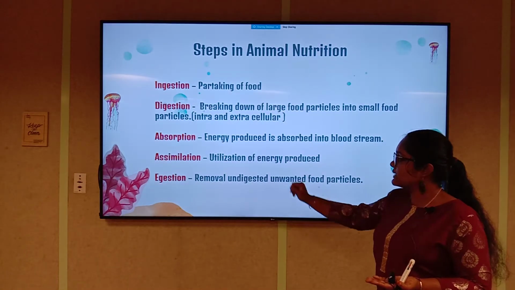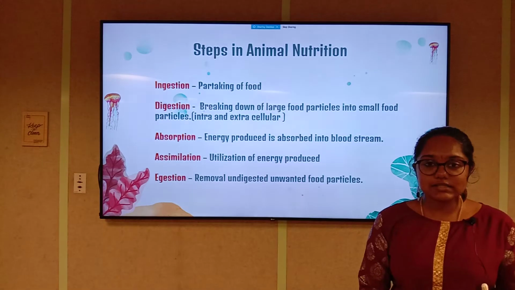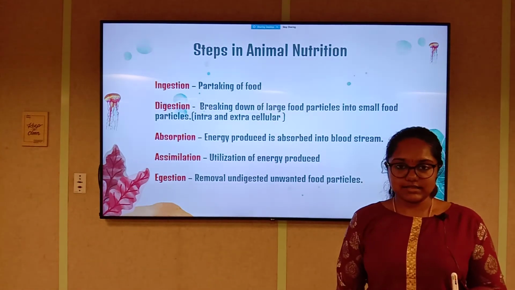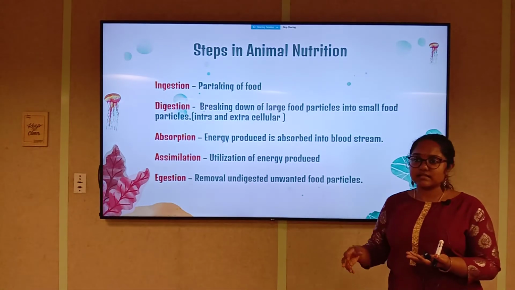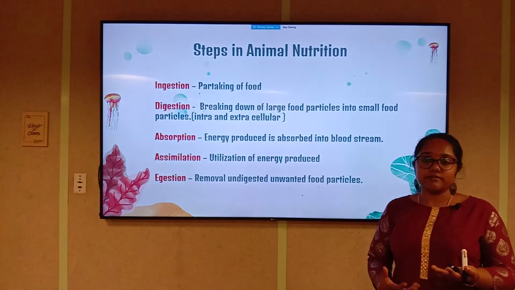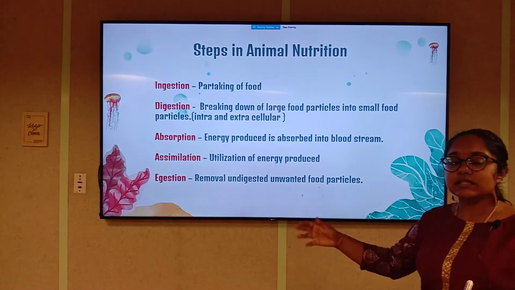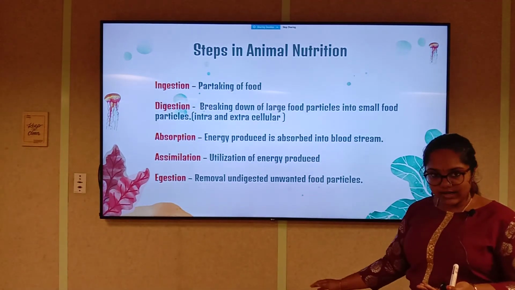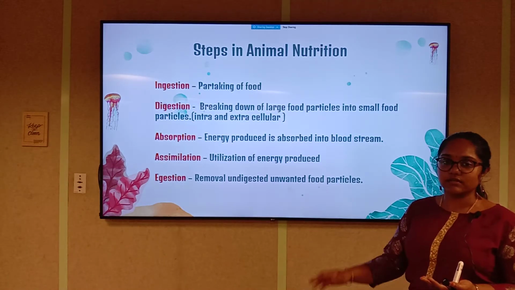And the fourth one is assimilation. Once the nutrition is reaching all the cells, how the cell is utilizing it is what we consider as assimilation. And the last, egestion, is once the nutrition step is done, whatever unwanted food particles are there, which are no more required for the living organism, that is sent out. So these 5 steps are mandatorily seen in any animal nutrition concepts.